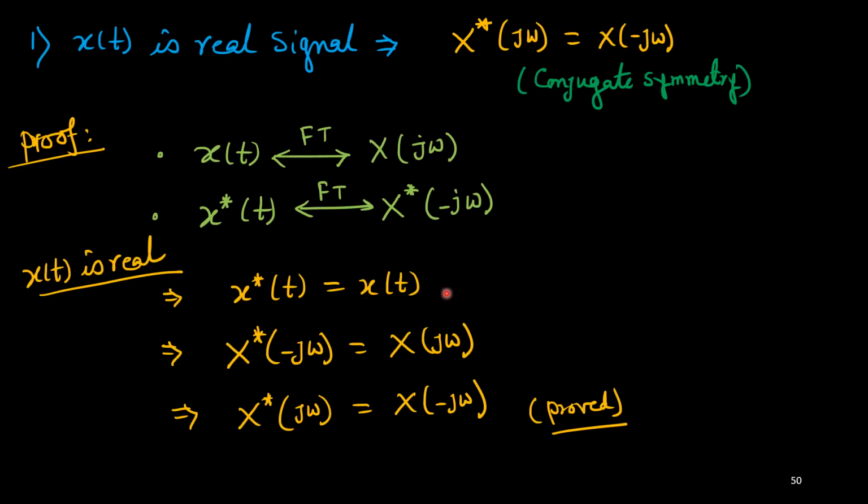Thus if I take the Fourier transform on both sides, the left hand side is X star of minus j omega, and the right hand side is capital X of j omega. Now if I replace omega by minus omega on both sides, here it will become capital X star of j omega, and here it is becoming capital X of minus j omega, right? Thus you see it is proved that the negative frequency has the conjugate shape.